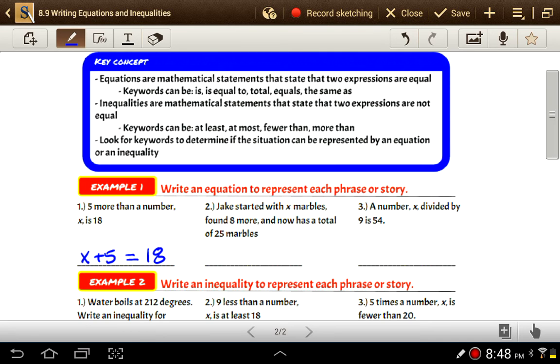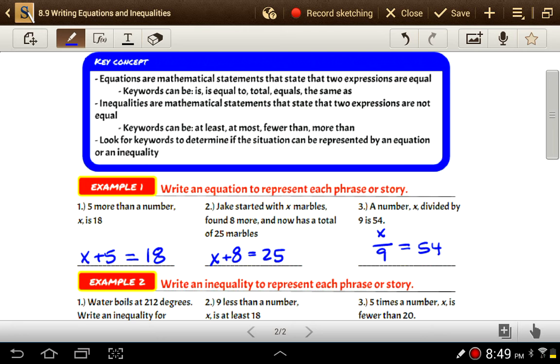Okay, and number 2, it says Jake started with x marbles, found 8 more, and now has a total of 25 marbles. Well, if I had x and found 8 more, that means I'm adding 8 to that, so it's going to be x plus 8, and has a total equals 25. Okay, and number 3, a number x divided by 9 is 54. So x divided by 9 is 54. And again, I like my division to be as fractions and not the division symbol. Okay, so that's how you write an equation.